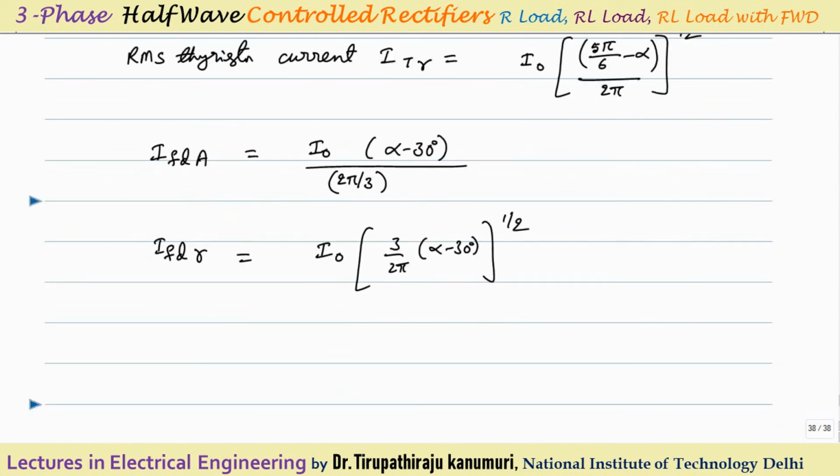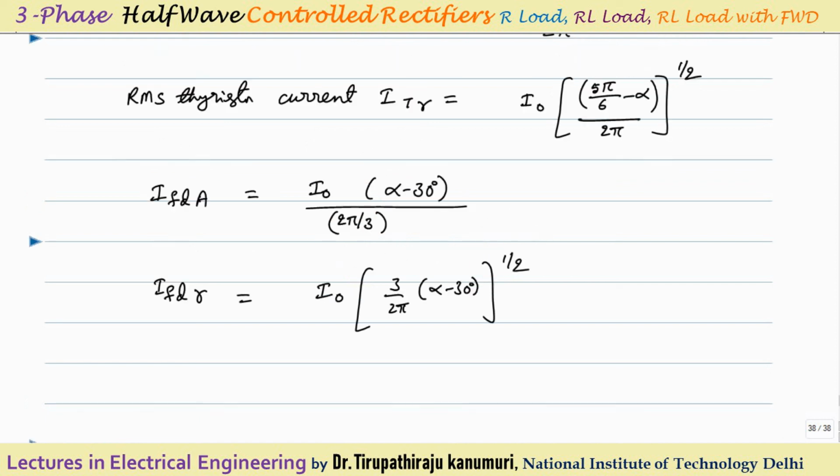So now coming to the freewheeling diode, the freewheeling diode is conducting for a duration of alpha minus 30 degrees, and how many pulses are coming? 3 pulses are coming in 360 degrees, so the duration between the pulses will be equal to 120 degrees. So that's why it is 2 pi by 3, I have to take as the reference. So I naught into alpha minus 30 divided by 2 pi by 3. And the RMS value, again same thing, I naught into 3 by 2 pi into alpha minus 30 degrees, whole to the power of 1 by 2.